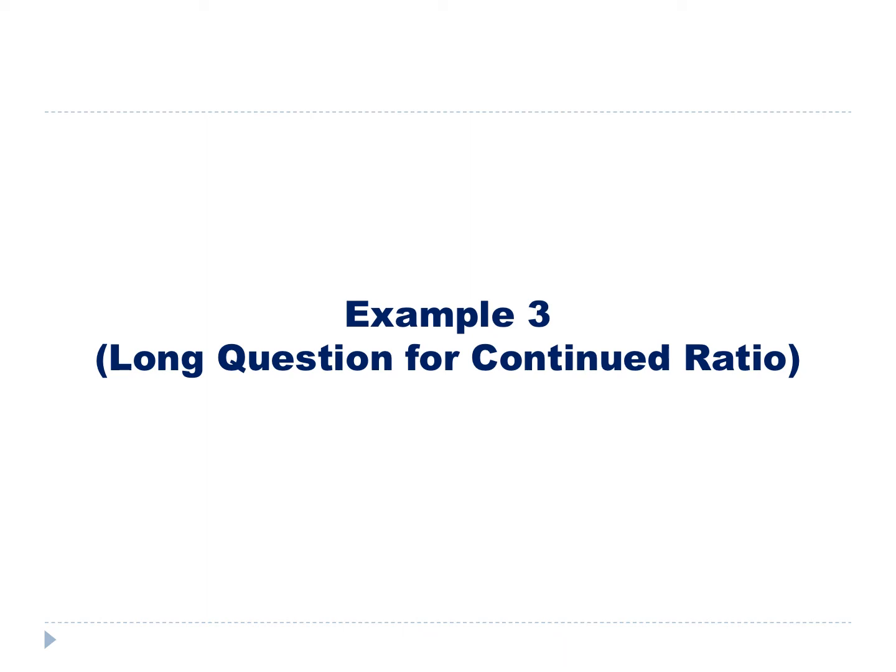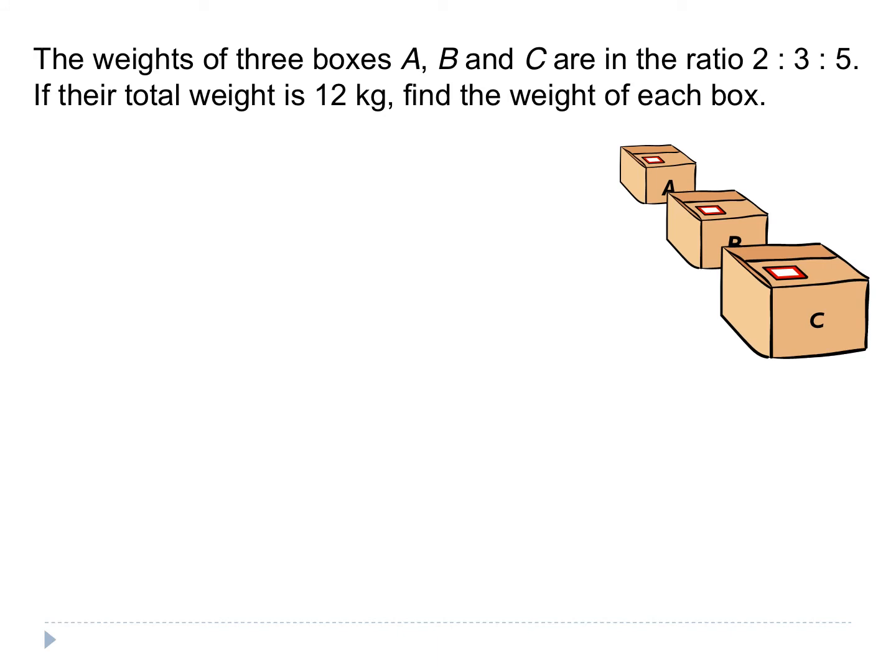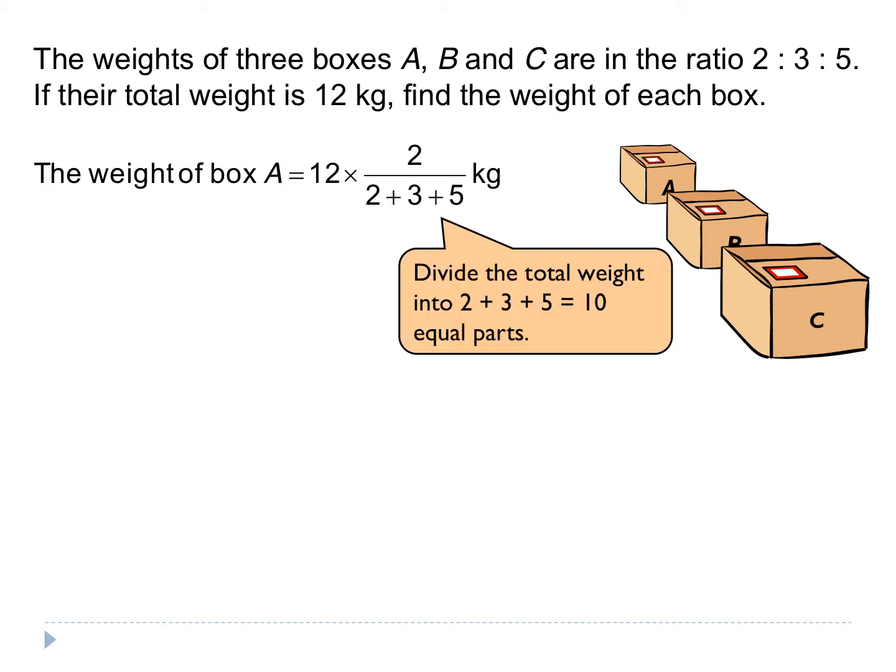Not just the above examples, we can also look at this example. It is about the non-question for continued ratio. Okay, look at this. There are A, B, C, altogether 3 buses, and the ratio of the weights is 2 to 3 to 5. We know that the total weight is 12 kg. We have to find the weights of each bus.